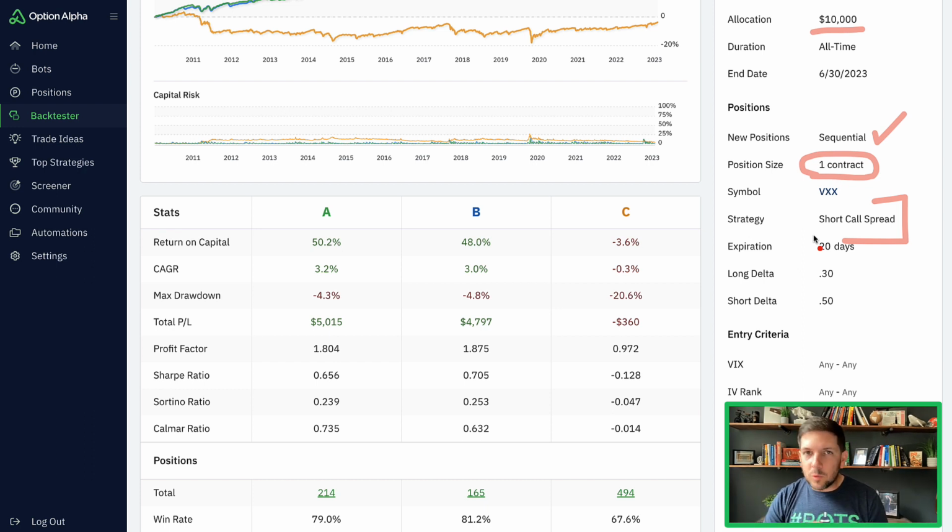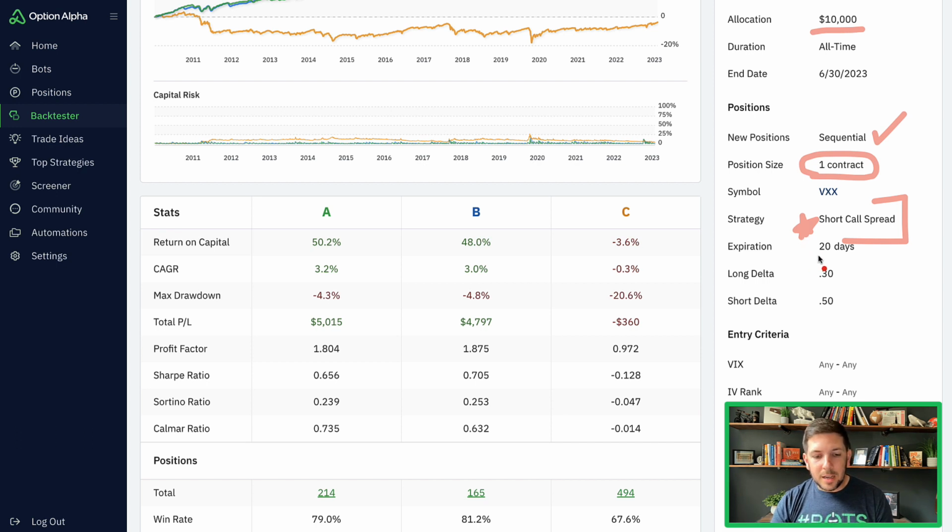Now, it has these crazy spikes in its price, though, and that's what you really have to be concerned about. When volatility explodes, VXX can go really, really high. So in this case, we're doing a defined risk for sure with the short call spreads. We would never do this with a short call or undefined risk position.